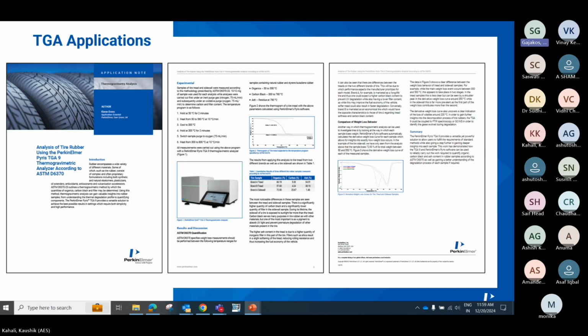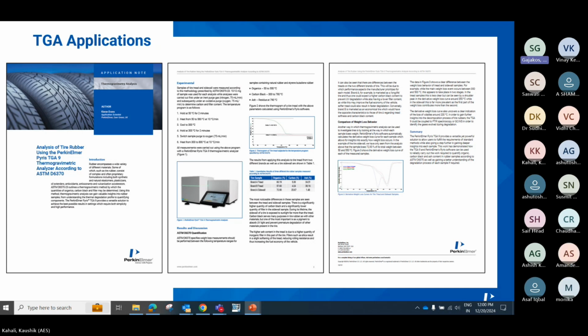If you look at the graph on the third page, it is showing the tread for brand A and brand B. It shows that most of the sample degradation is happening above 400 degrees centigrade, and you can see a slight shoulder peak on the left side. So it is mostly the organic part that is coming out from that particular sample, or getting decomposed.